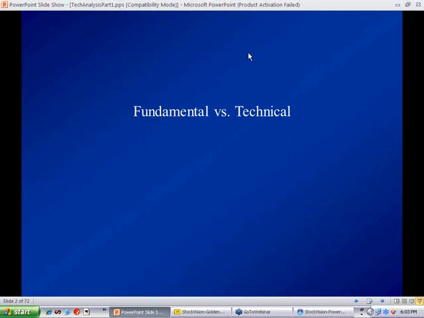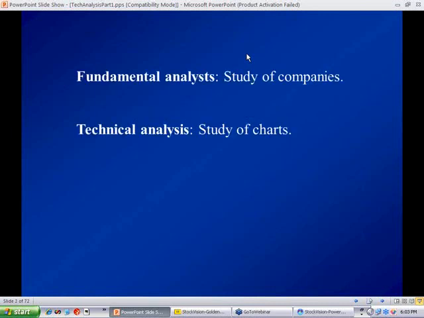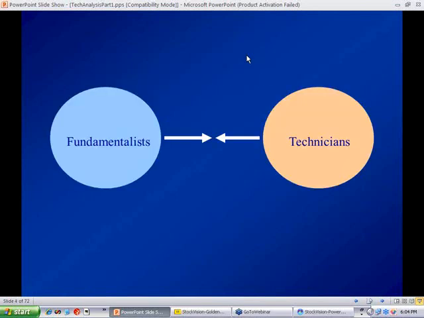camp. Then there's the technicians, the technical analysis, which is the study of charts. So basically, fundamental analysis is the study of companies. Technical analysis is the study of charts. It's really that simple, even though that's kind of general. Now, here's the deal. Over the years, the fundamentalists have been at odds with the technicians for the most part. There's a lot of fundamentalists out there that think technical analysis is hocus pocus and is fortune telling or reading tea leaves.